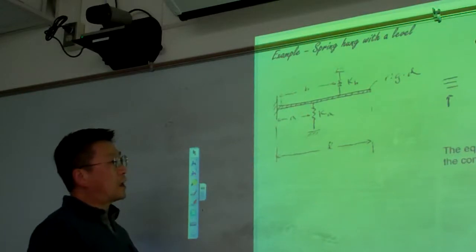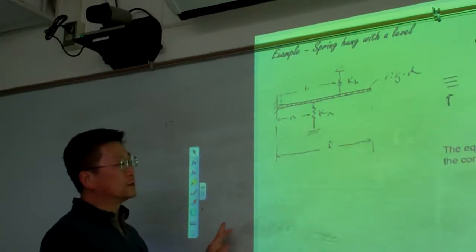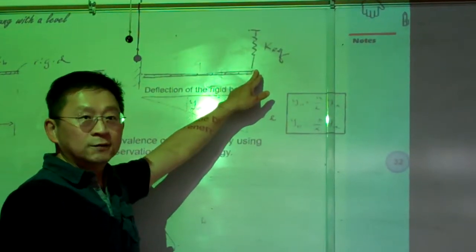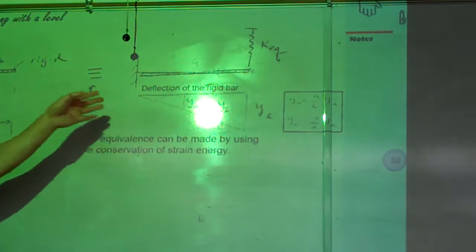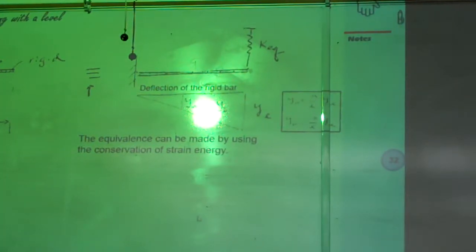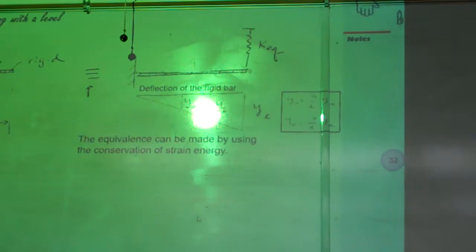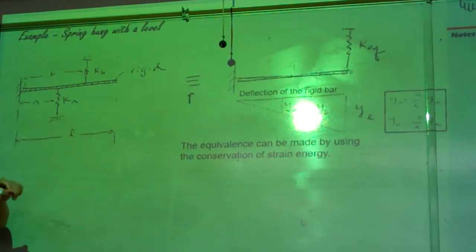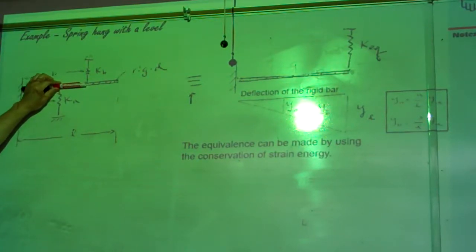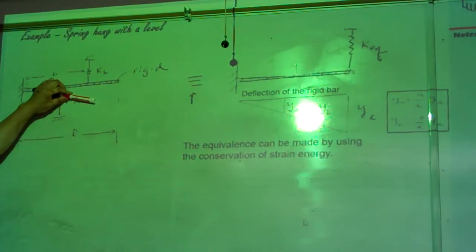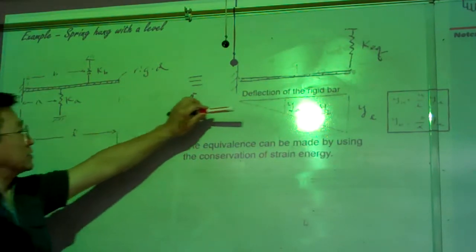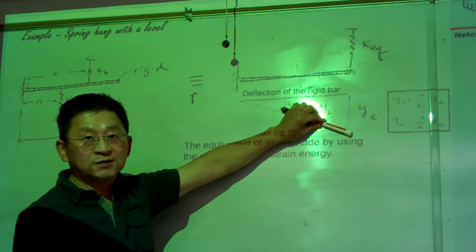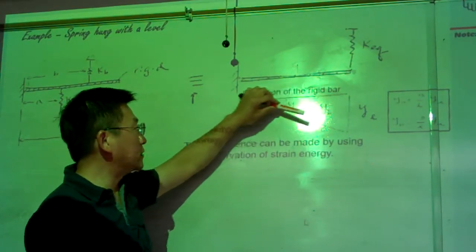Under this case, how can we calculate the equivalent spring? For example, I want to assign my equivalent spring at the free end. Let's see how that goes. Assuming this is rigid, the lever always remains a straight line during the tilting. This is the original status, and this is the final displaced status, so these two lines are straight lines.